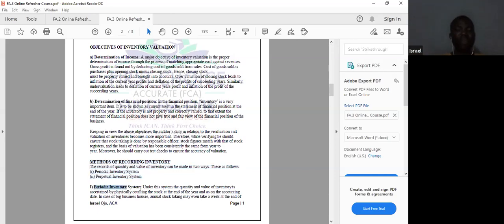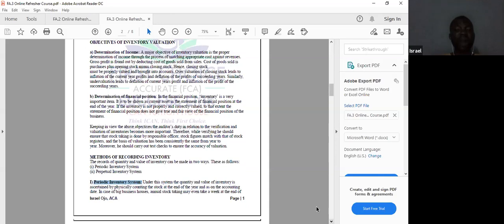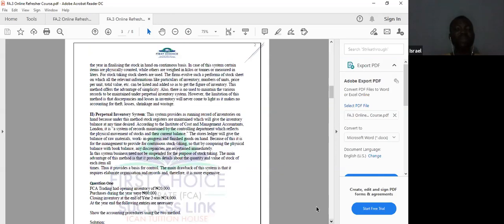Under the periodic inventory system, the quantity and the value of inventory is estimated by physically counting the stock at the end of the year, as of the accounting date. When we have the opening balance, we will now do physical counting. We do physical counting to confirm the total inventory that is left before we attach a value to it.